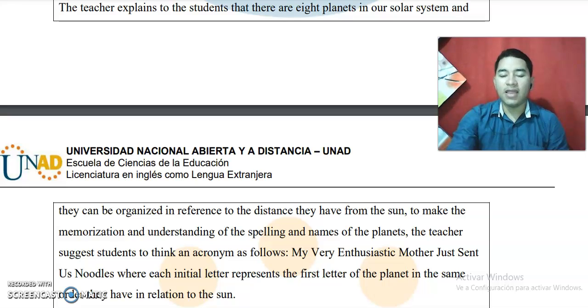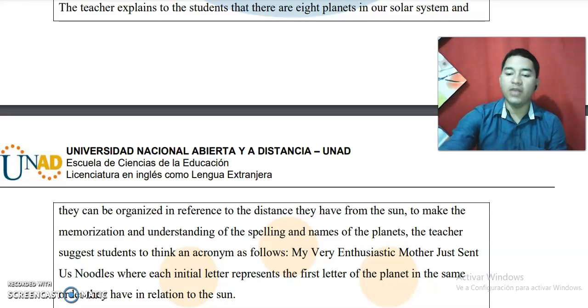My very enthusiastic mother just sent us noodles. So if we notice, the initial letters of this acronym represent the initial letters of the planets. So this is a way to relate and associate the name of the planets, but also the order that they have in relation to the sun.